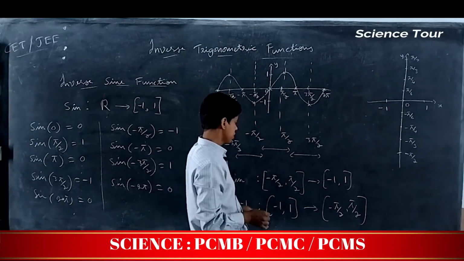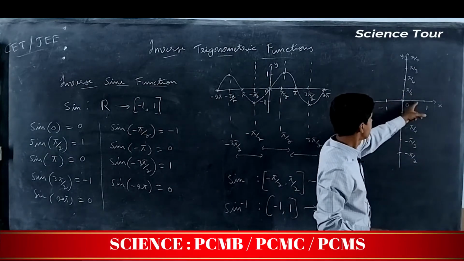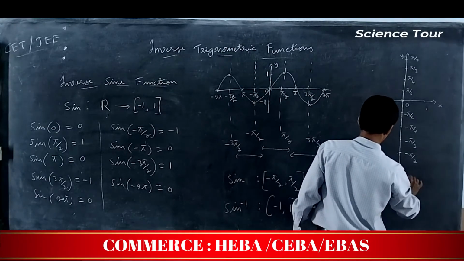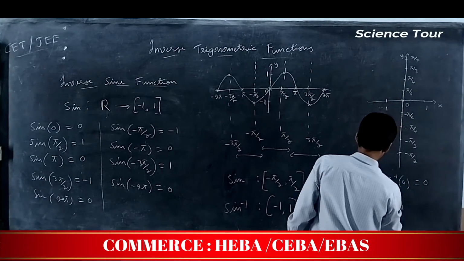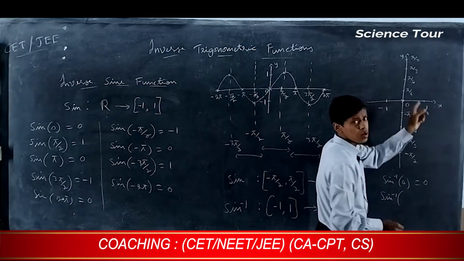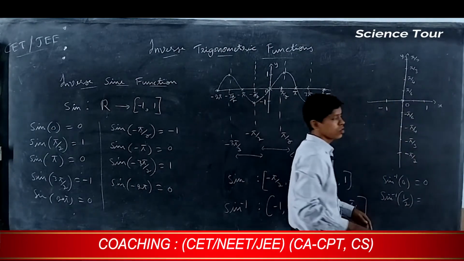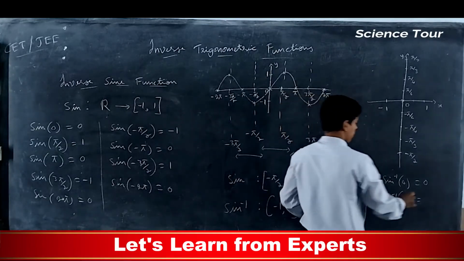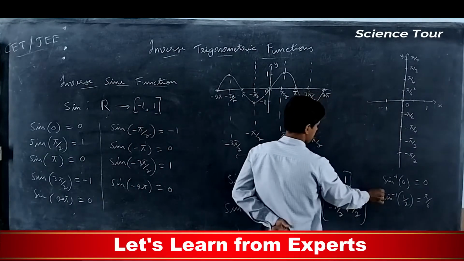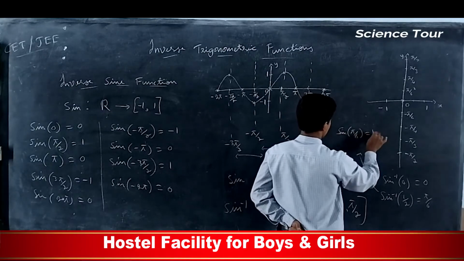Okay, so first you have sine 0 is 0. What about sine inverse? Okay, so sine inverse of 0 is 0. What about sine inverse of half? Okay, so what about sine inverse of half? It will be pi by 6. It will be pi by 6. Okay, so understand this connection. Sine pi by 6 is 1 by 2.